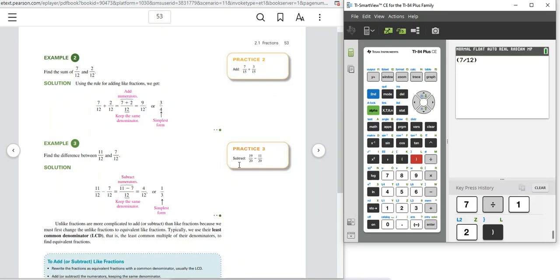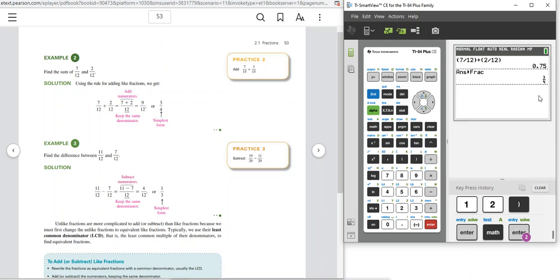So we're going to add the plus. Whoops. I keep wanting to use my keyboard. And I got to use this thing over here. Plus 2 divided by 12. Hit enter. And I get 0.75. And I can convert math to a fraction. Enter, enter. 3/4. Okay, which is what they came up with over here.